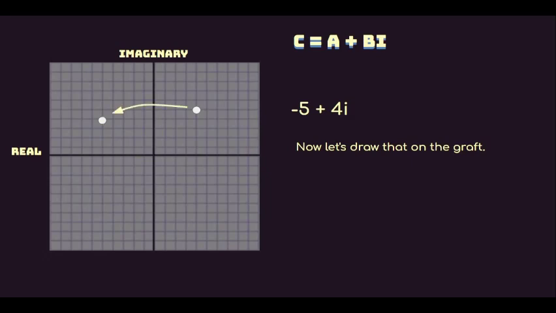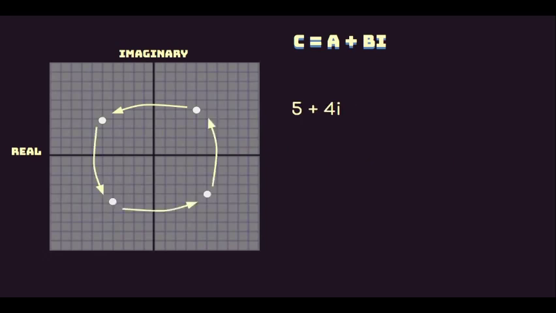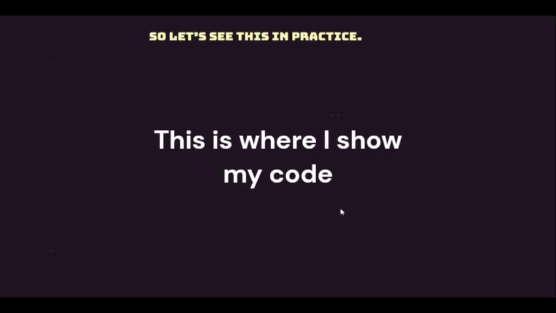And boom, now we have just made a rotation around this point on this axis. And we can keep doing that to get the entire circle. Now, let's see this in practice.